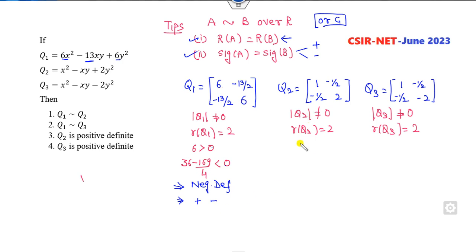Look at this. The first principal minor is 1, which is greater than 0. The second is 2 minus 1 by 4, which is again greater than 0. It means it is positive definite. Both eigenvalues are positive.